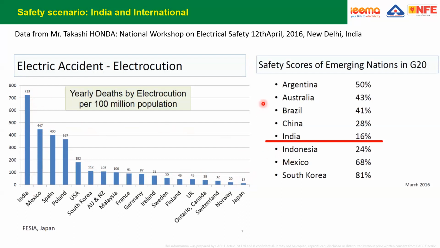The same delegation also made a survey and published a safety score. Out of the G20 nations, India got the least score in electrical safety, 16%. Actually, in our NFE, we have a few WhatsApp groups and every day a lot of technical discussions are going on in our group. So the final result is that the understanding about electrical safety within the country itself is very poor.